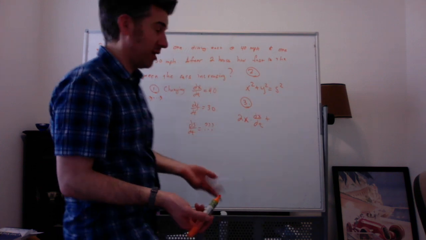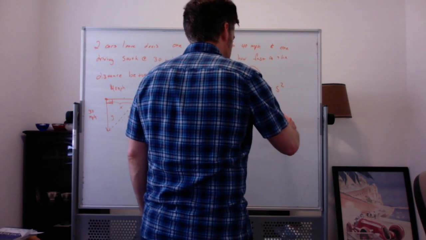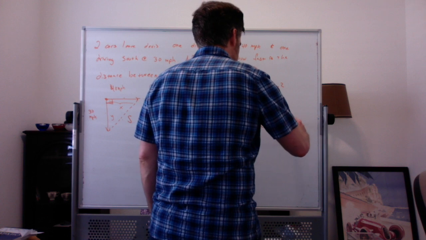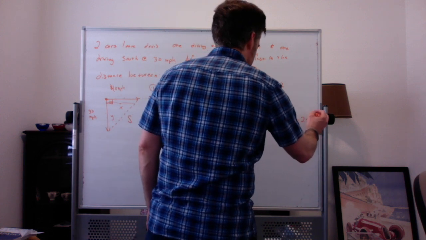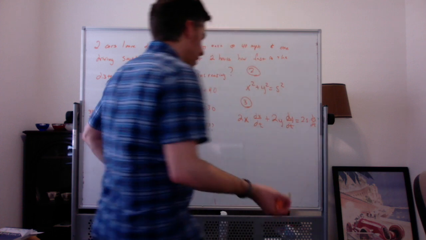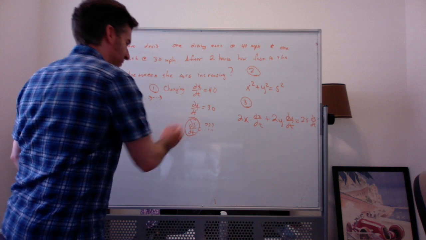Y also depends on time, right? This length depends on what time it is. So we're going to get the derivative is 2 times y times dy/dt. And lastly, this length also depends on the time. So we're going to get 2 times s times ds/dt. And then we're going to plug in what we know and solve for what we don't. We hope to know everything except for this and solve for that.